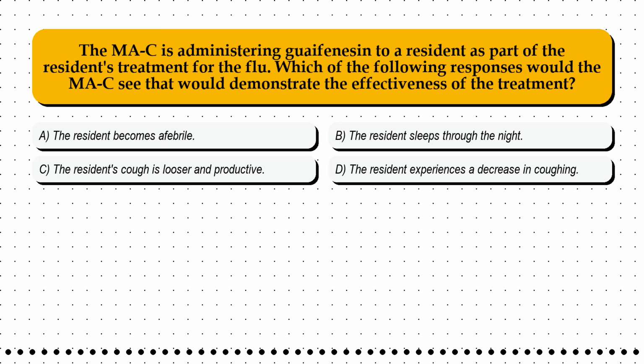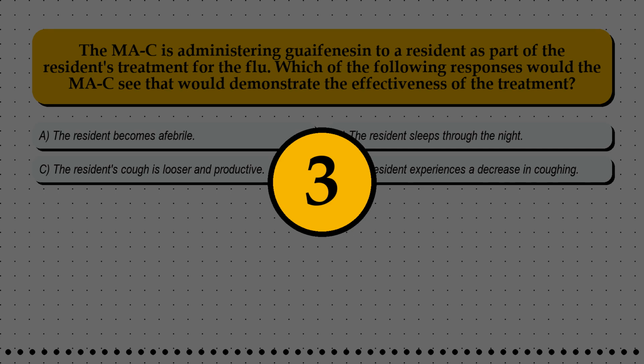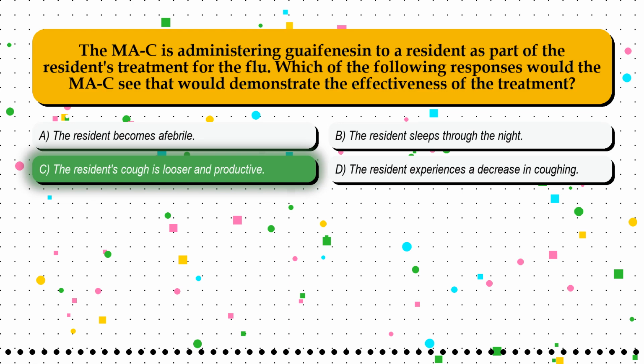Question 275. The MACE is administering guaifenesin to a resident as part of the resident's treatment for the flu. Which of the following responses would the MACE see that would demonstrate the effectiveness of the treatment? Option A. The resident becomes afebrile. Option B. The resident sleeps through the night. Option C. The resident's cough is looser and productive. Option D. The resident experiences a decrease in coughing. The correct answer is option C. The resident's cough is looser and productive.